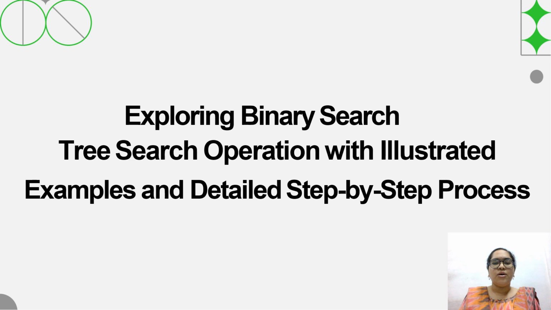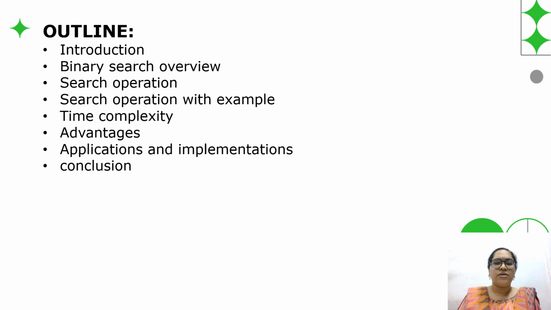So this is the topic that I got for CAA assignment 2, that is binary search tree operation with example, and I'm going to explain the detailed step-by-step process. First of all, the outline of my topic is introduction, binary search overview, search operation with example, time complexity, advantages, applications and implementations, and finally conclusion. So these overall things I'm going to cover in this PPT.